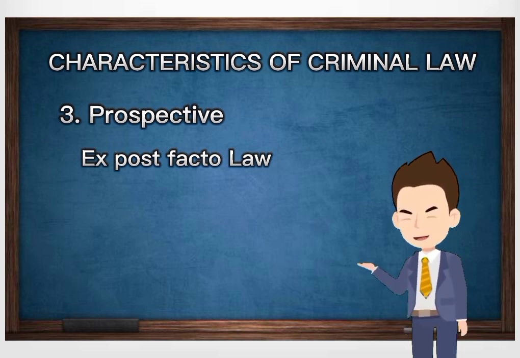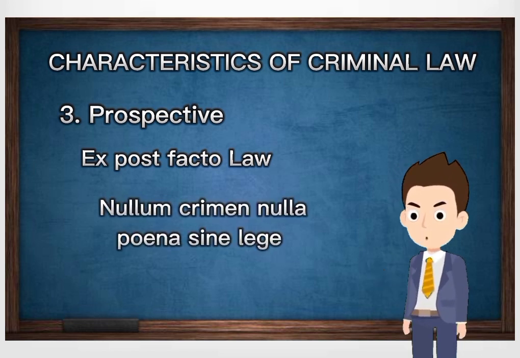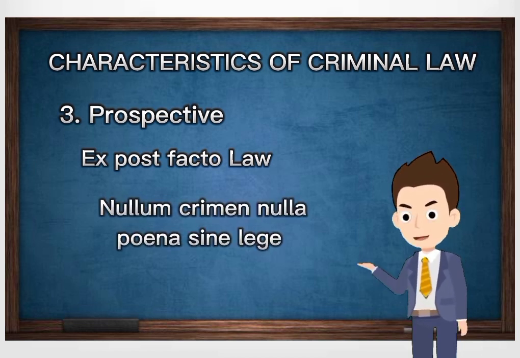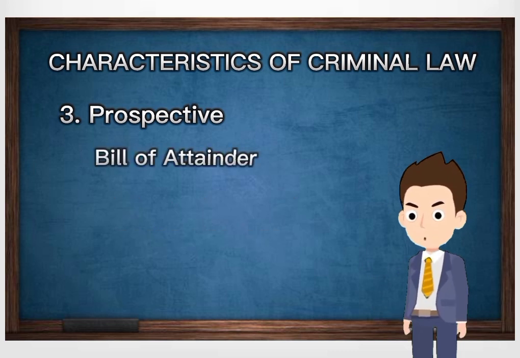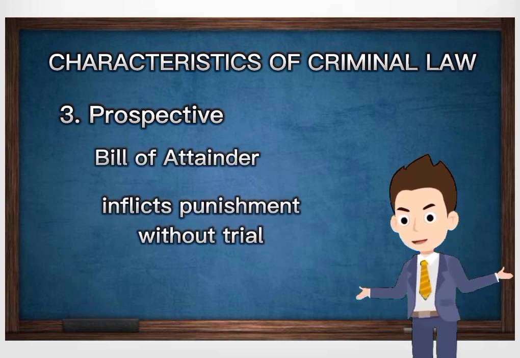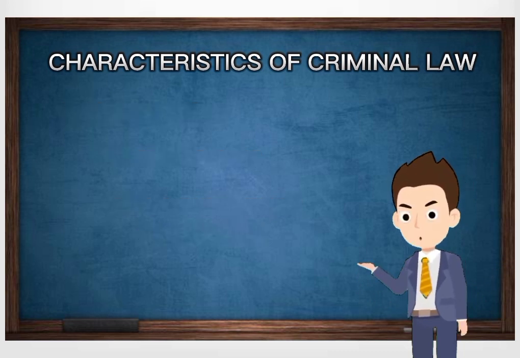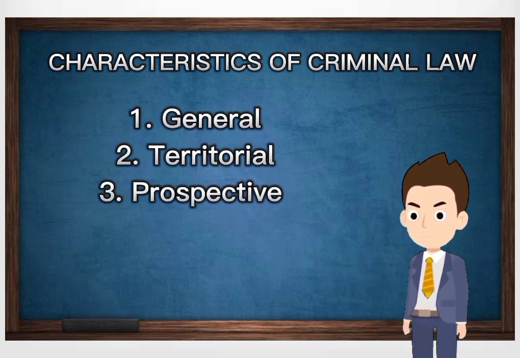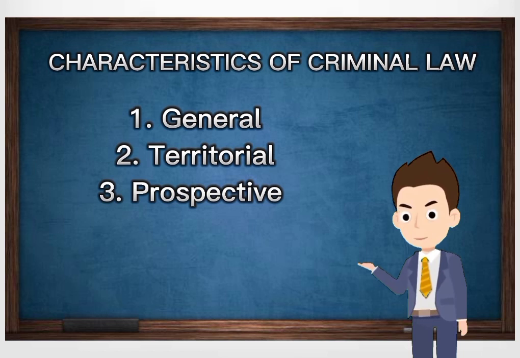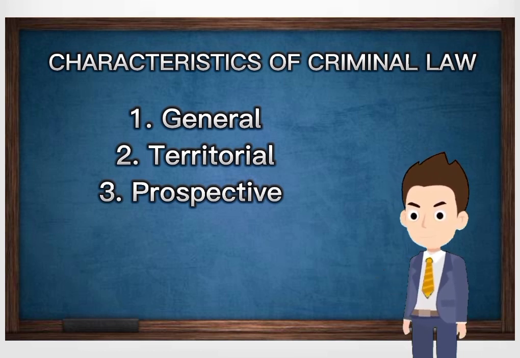When we talk about ex post facto law, always remember our maxim. There is no crime when there is no law that defines and punishes it. Bill of attainder, on the other hand, is an act that inflicts punishment without trial. To summarize the three characteristics of criminal law: general, territorial, and lastly, prospective.